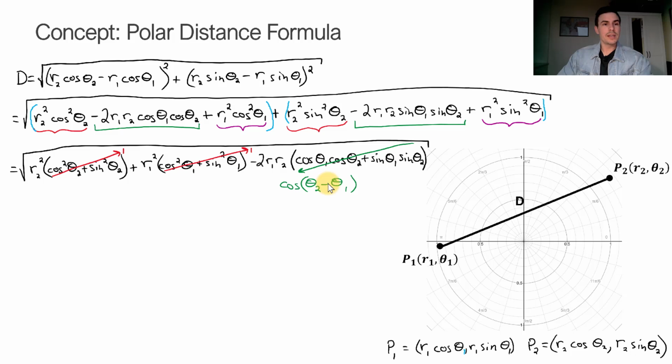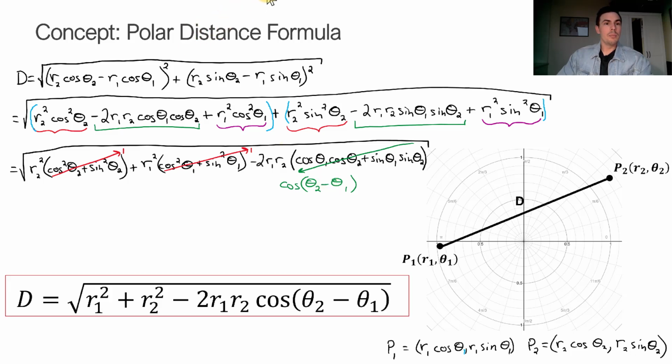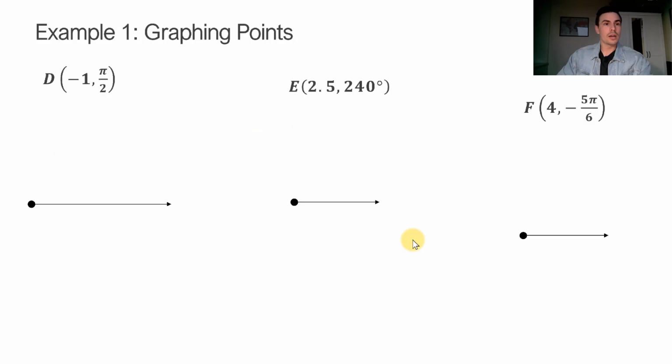All right, so that is how we derive our polar distance formula of the square root of r1 squared plus r2 squared minus 2r1 r2 times cosine theta 2 minus theta 1. All right, so that is a lot there. Make sure you get that written down because we are going to use this today and moving forward. All right, that is all for our concepts. Let's get into some examples quickly.